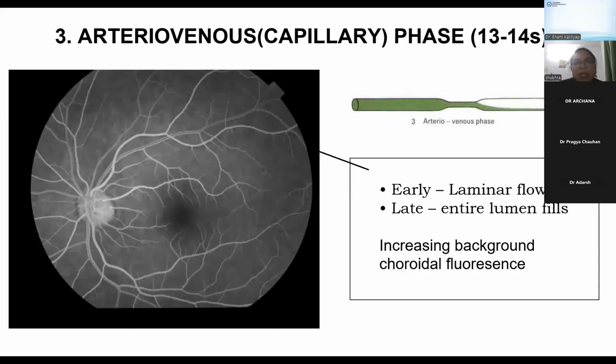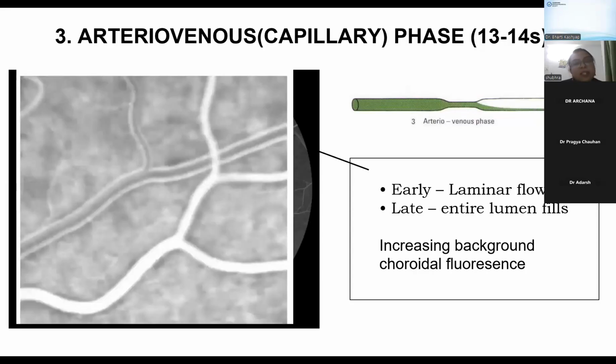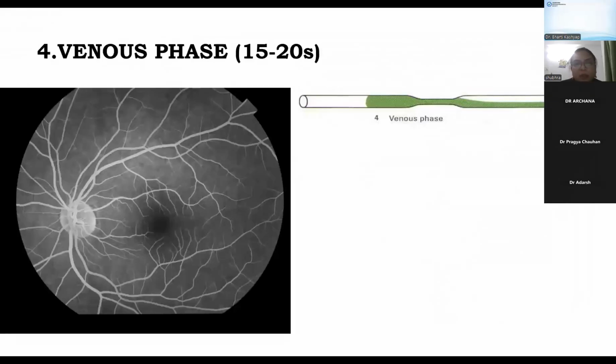And then we come to the AV phase. Now the dye is moving from the artery to the veins. This occurs at 13 to 14 seconds of the exam. So early you will see laminar flow. Now what is laminar flow? You can see here the wall of the vessel is stained white, while the middle of the vessel is still black. So this is what laminar flow is. This signifies an early AV phase, and the late AV phase will be where the entire lumen will fill.